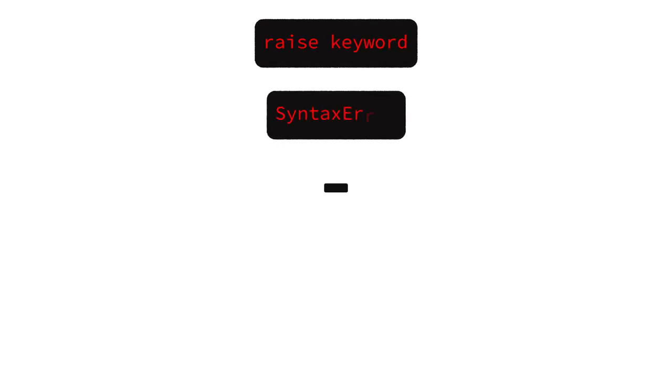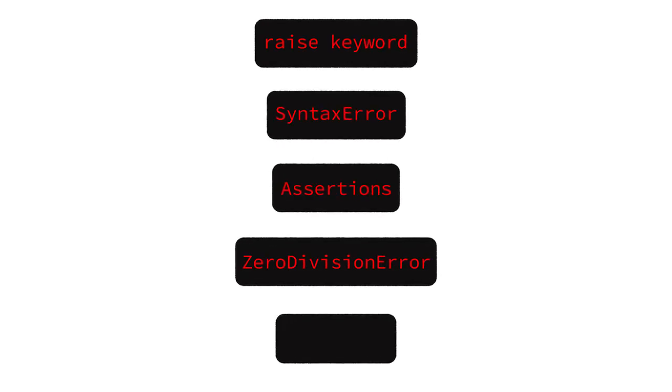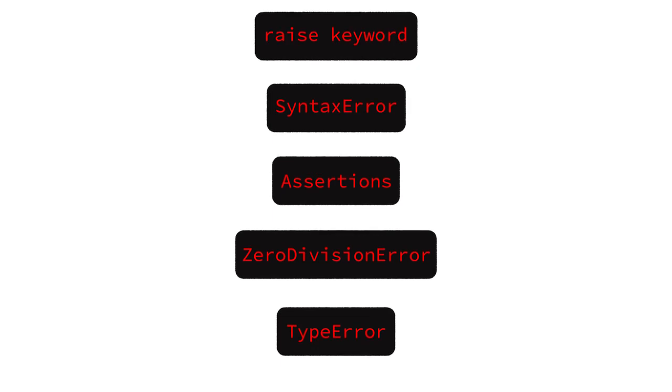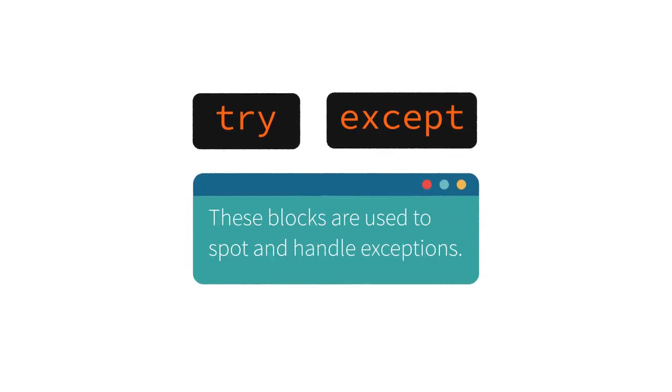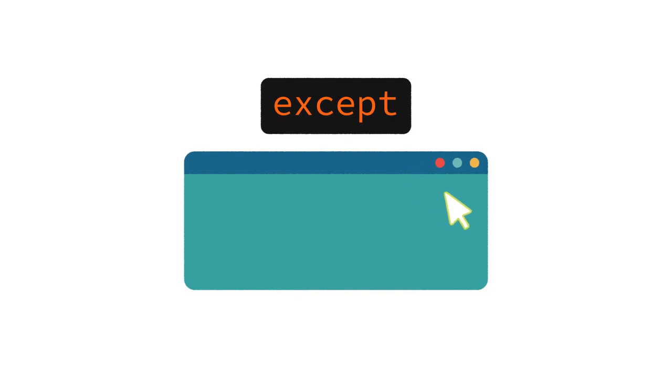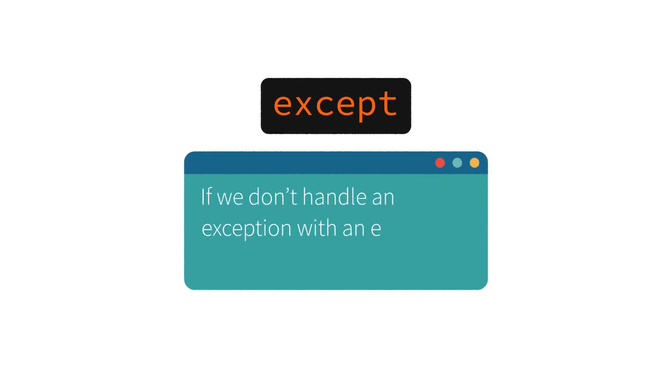Now that we've learned about different kinds of exceptions we may encounter, let's discuss how we can handle them. In Python, we use the try and except block to spot and handle exceptions. We can test our code using the try block to ensure that there are no errors. If we encounter an exception, we will need to handle it using the except block. Otherwise, our program will crash. We need to use the except statement to determine how our program will respond to the exception.